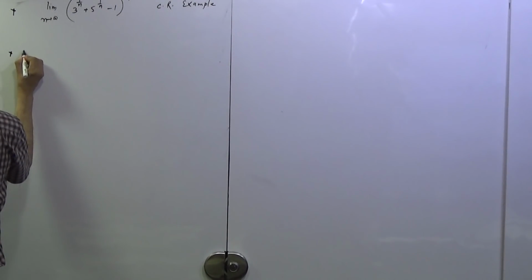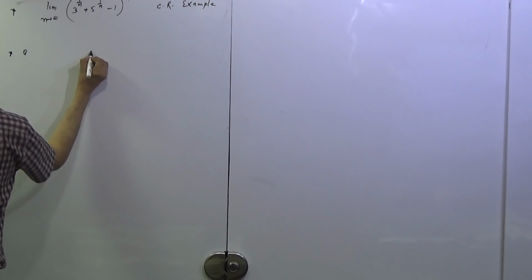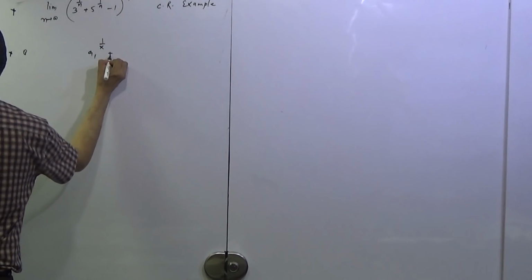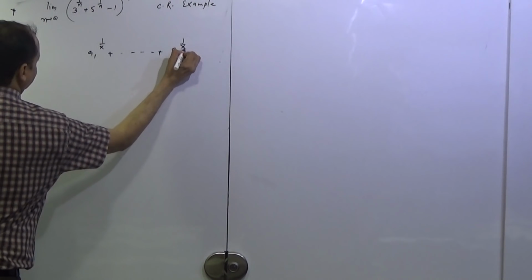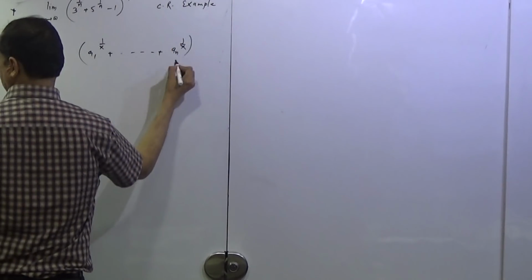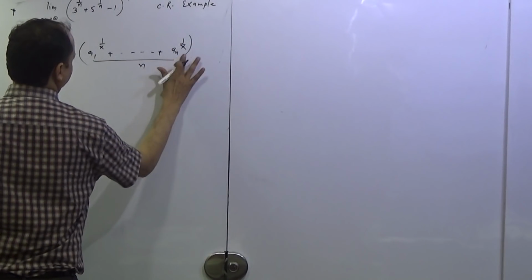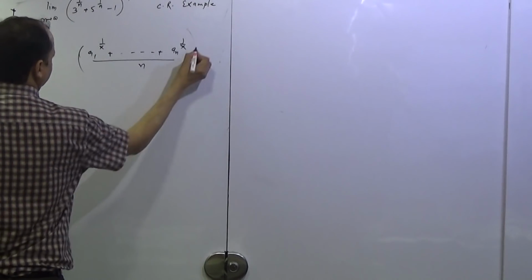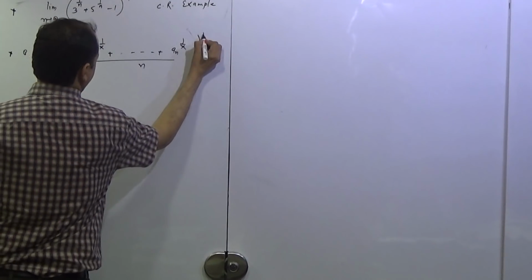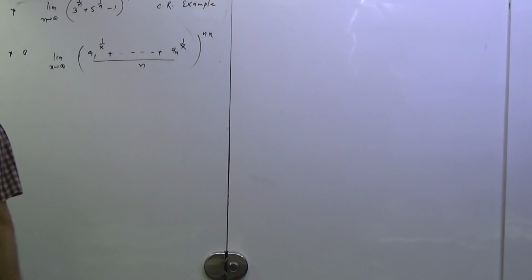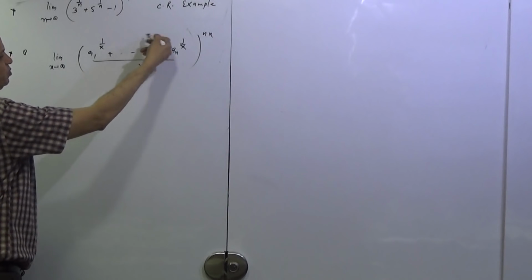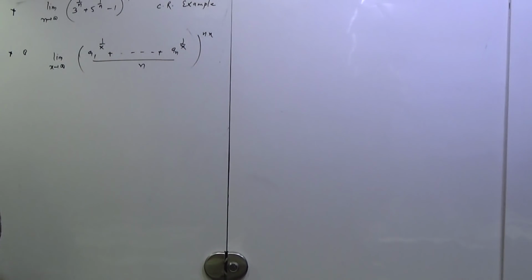Question number 8 we are trying. a1 raised to power 1 by x, and so on, in the last an raised to power 1 by x, whole divided by n, raised to power nx, and the limit is x approaching infinity. Again the same 1 to the power infinity form: a1 raised to power 0, a2 raised to power 0, so n by n is 1 to the power infinity. So what is the approach? You tell me the approach and I will write.